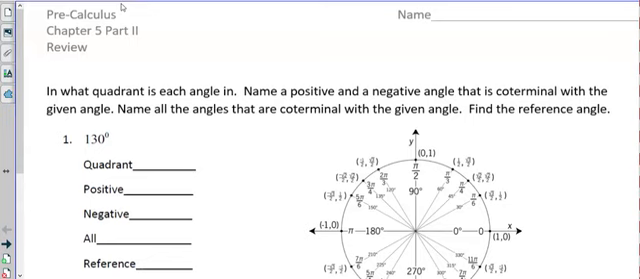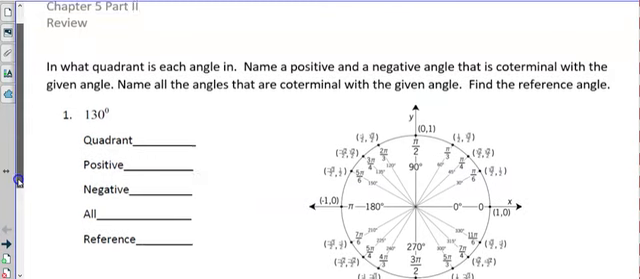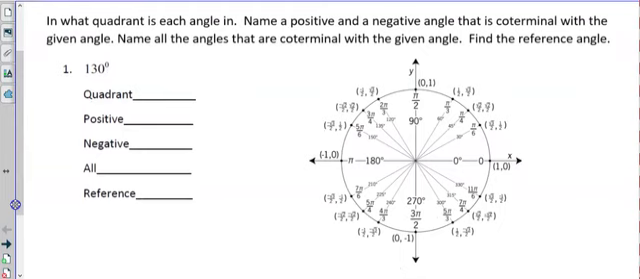So first set of questions, it says, in what quadrant is each angle in? Name a positive and negative angle that is coterminal with the given angle. Name all the angles that are coterminal with the given angle. Find the reference angle. Okay, so I am going to use the unit circle on most of these problems, so I would suggest either having one up on your screen or having a couple printed out ones or just one printed out one that you can reference as we go through these and write on and make it your own.